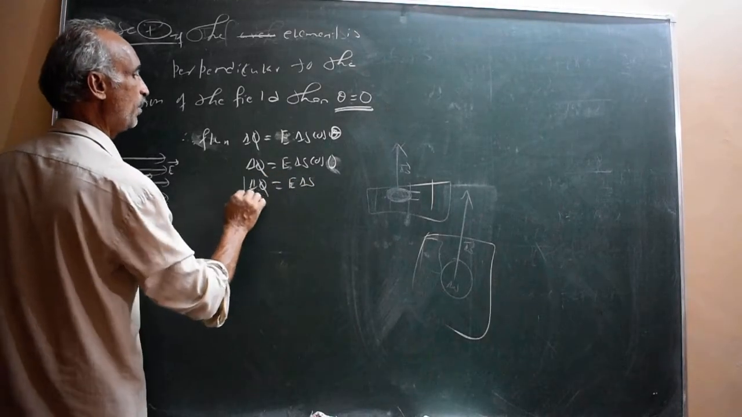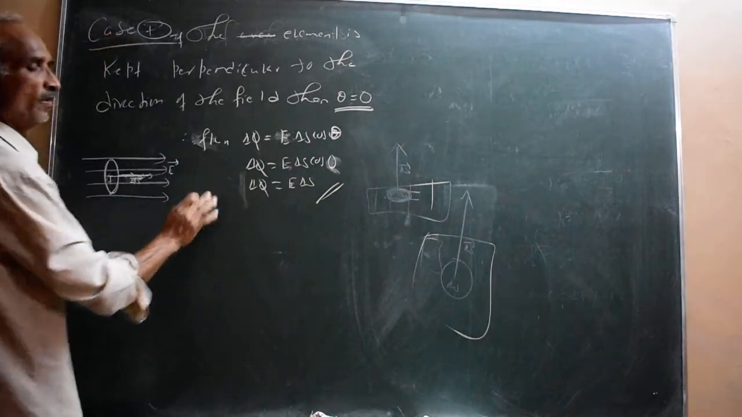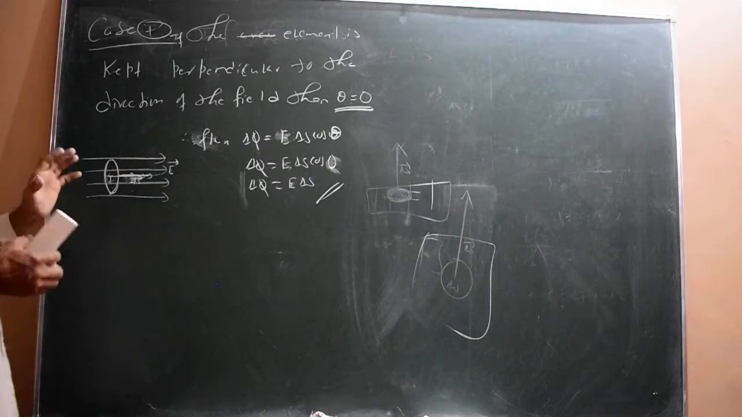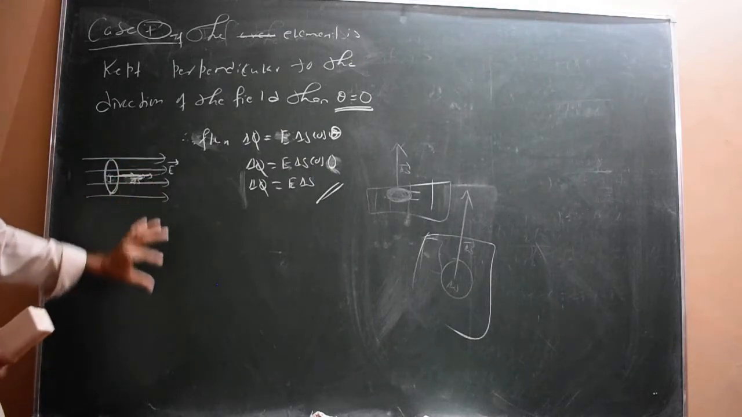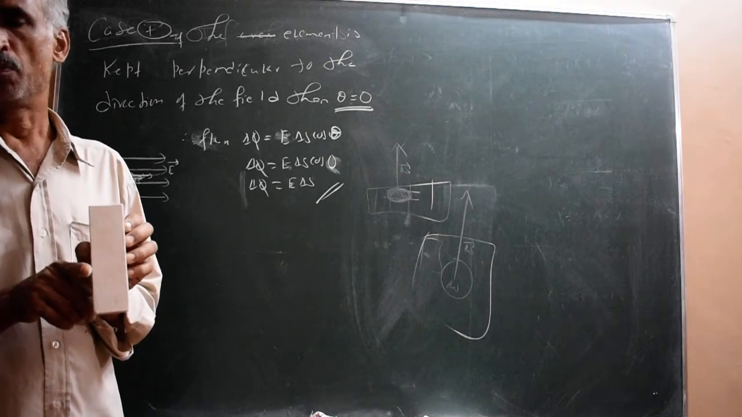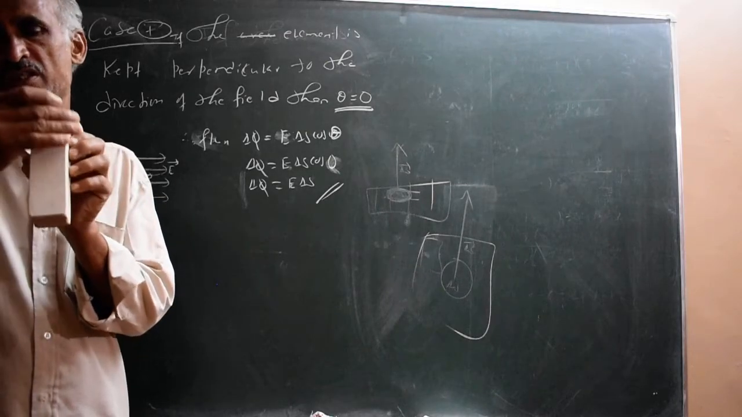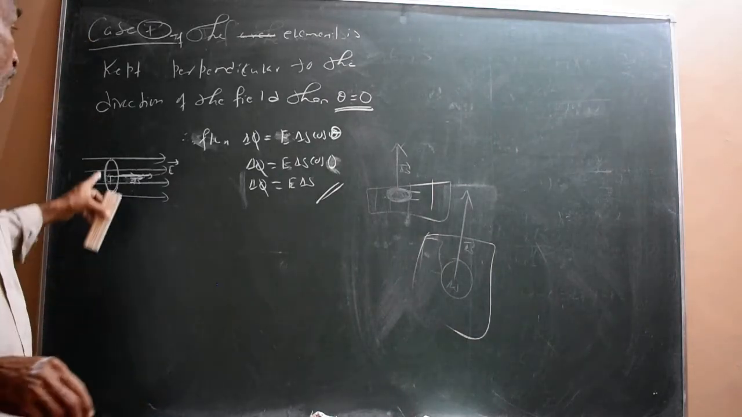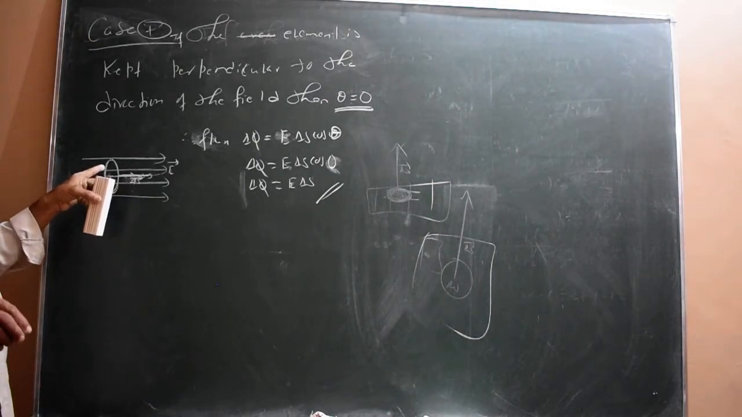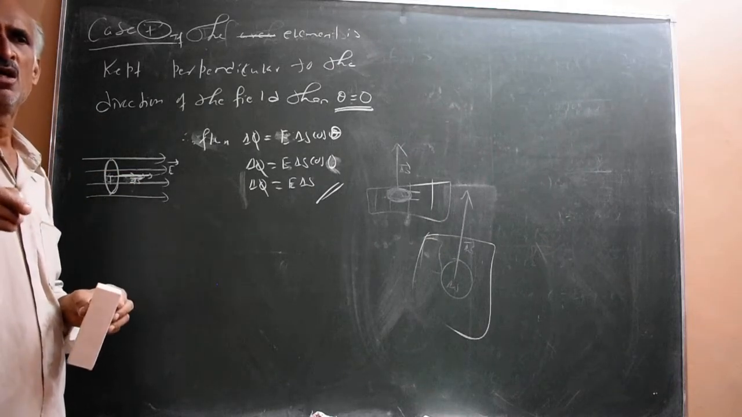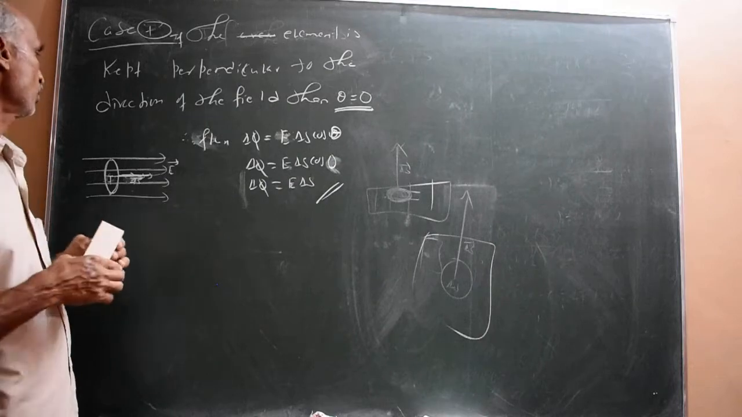This is the maximum flux passing through an area element. Means more number of field lines are crossing the area element if the element is kept perpendicular to the direction of the field. This surface is kept perpendicular to the direction of the field. Then more number of field lines are crossing this element. Flux is more.